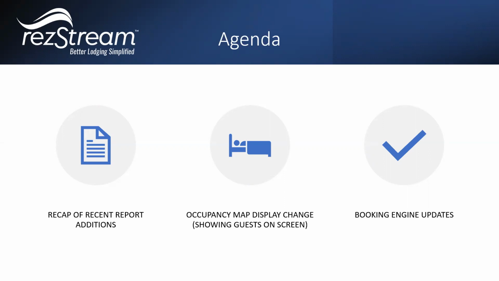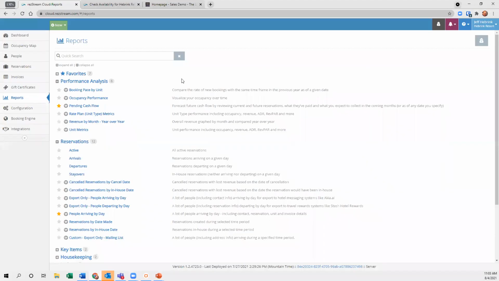So let's get started with the reporting. First things first, the two reports that I wanted to cover, the most recent reports that we've launched, is this report. I know in the update that we shared, we called it the everything report. So we heard people's feedback and they want a lot of data from their reservations. So instead of trying to build custom reports, we have developed a report called People Arriving by Day.